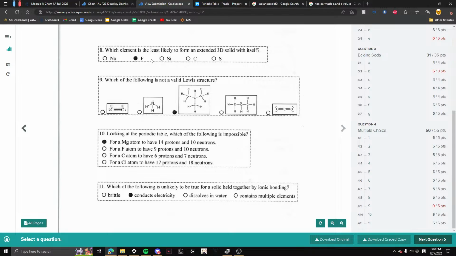Also, we know it's a gas, so it would like being F2 rather than bonding into like F30 billion. We know carbon can definitely make an extended 3D solid. Same thing with silicon and sodium, because sodium metal's a thing. Silicon itself is also a thing. And the graphite in your pencils, and diamond and graphene, are all extended carbon 3D solids. And then sulfur is sulfur. So I think, yeah. Which of the following is not a valid Lewis structure? I think I put this one because I thought something to do with formal charges and whatever was off with it.